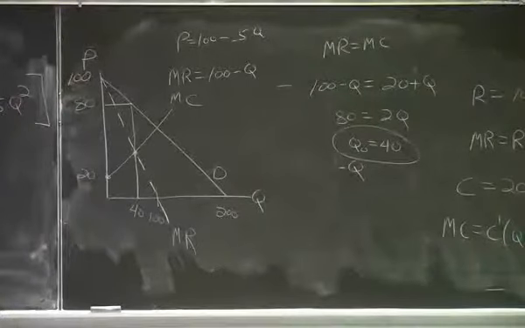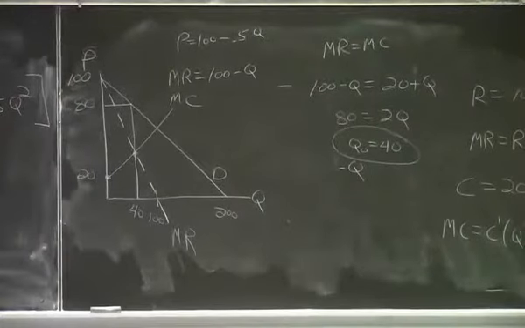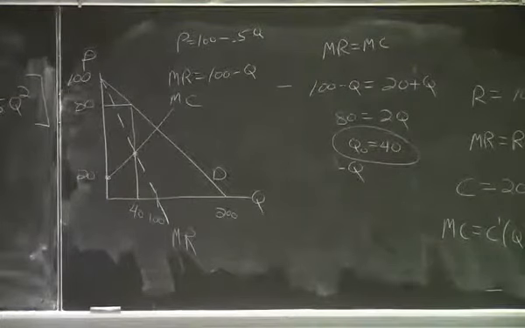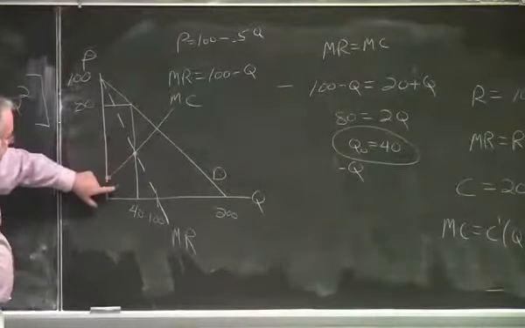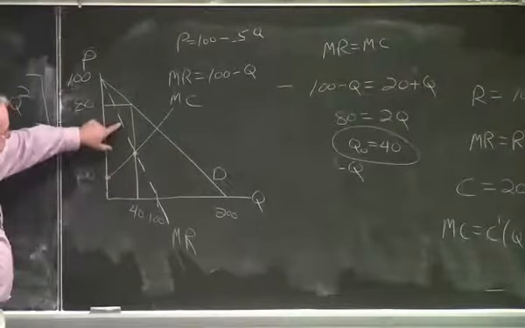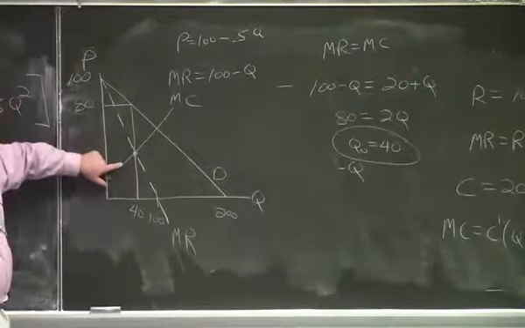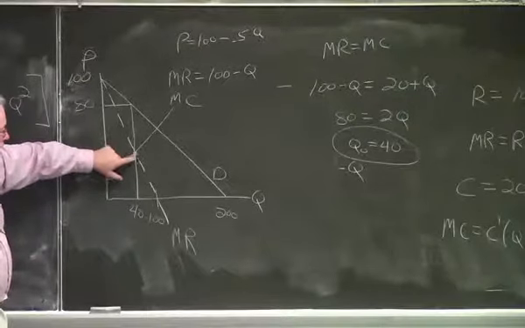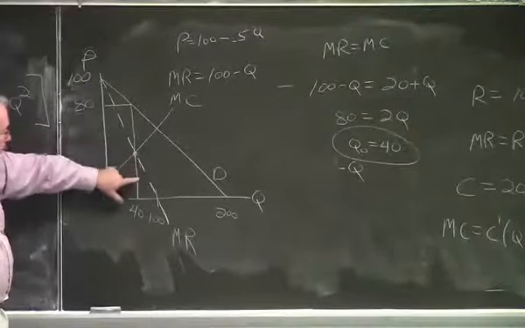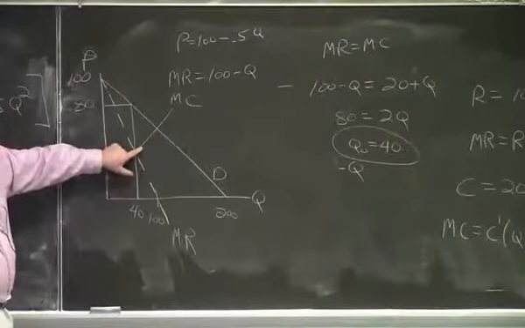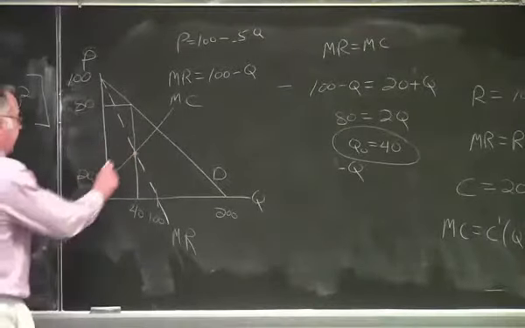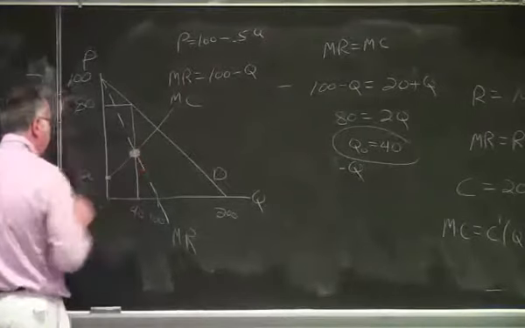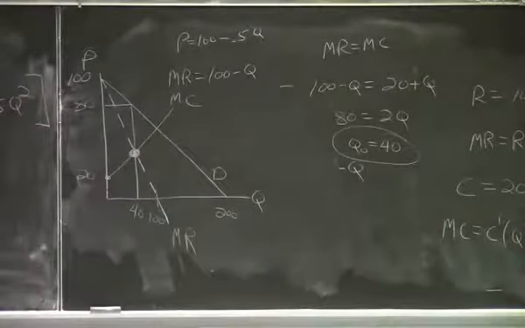In this case, there's only one intersection of marginal revenue, marginal cost at Q equals 40. And notice for any output less than 40, marginal revenue is above marginal cost. And at any output above 40, marginal revenue is less than marginal cost. So the profit maximizing output is going to be right there at Q equals 40. Okay, and that's going to give you your maximum profit.